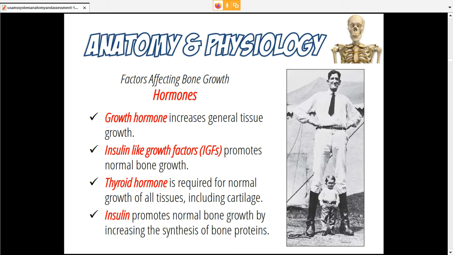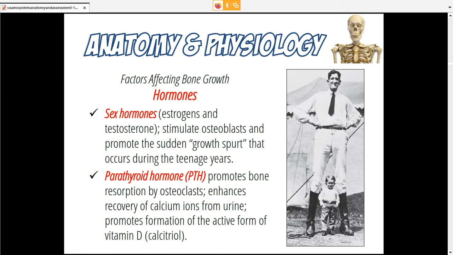Then insulin, which promotes the normal bone growth by increasing the synthesis of bone proteins. Remember, you write four hormones, four vitamins, and four minerals. Then the other hormones, too: sex hormones and the parathyroid hormone. During the adult age, the sex hormone promotes the bone growth, and parathyroid hormone promotes the bone resorption by osteoclasts, enhances recovery of calcium ions from urine.